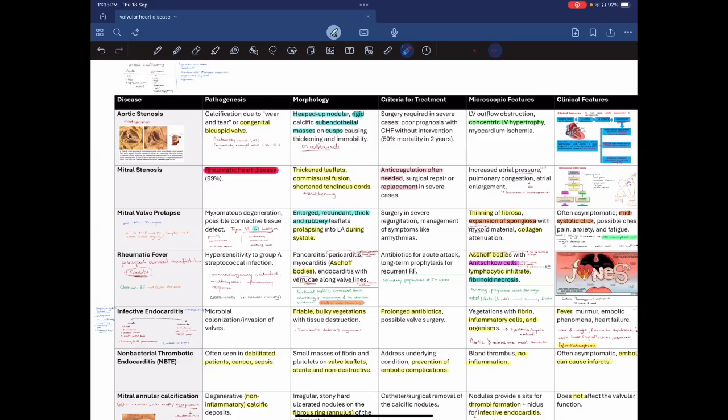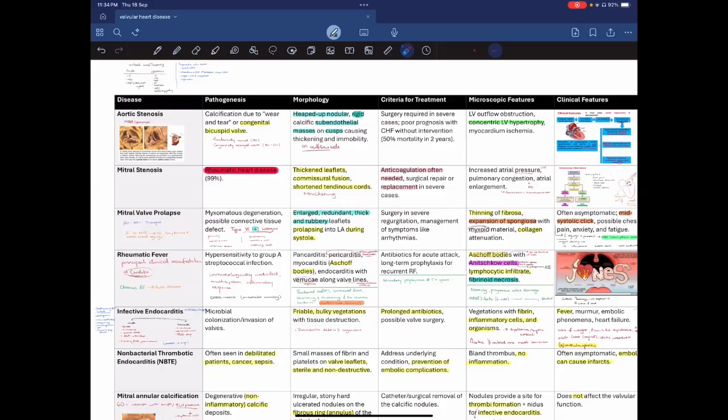Regurgitation happens when we have either a problem in the valve itself, like mitral valve prolapse, or sometimes ischemic heart disease that is affecting the papillary muscle and all of this. Sometimes it's also functional. It is the structure around the valve which dilates, not the valve itself.